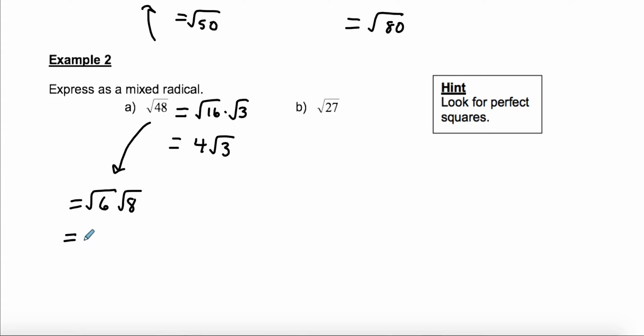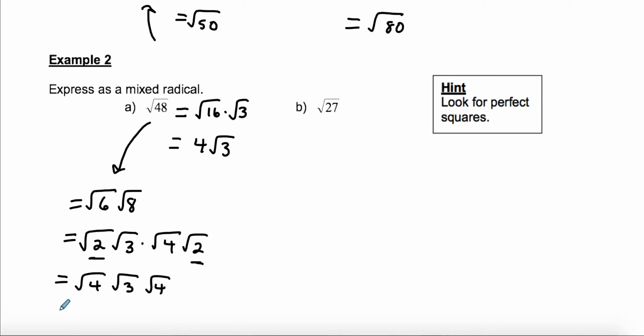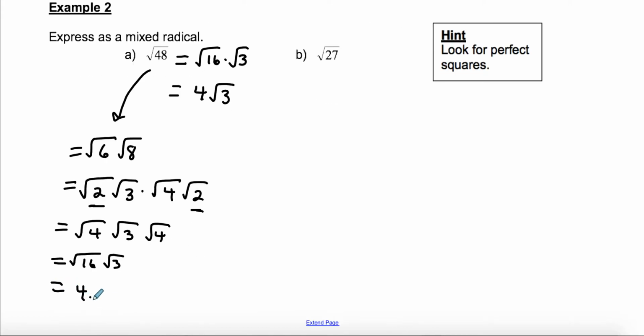What can I do then? I can break down the square root of 6 as 2 times 3, and I would break down 8 as 4 times 2, and I'm trying to go into lowest terms here. I notice that I have the square root of 2 times the square root of 2, and that's the square root of 4, times the square root of 3, times the square root of 4. That's the square root of 16, times the square root of 3, which is really 4 root 3. I don't think that's any easier.